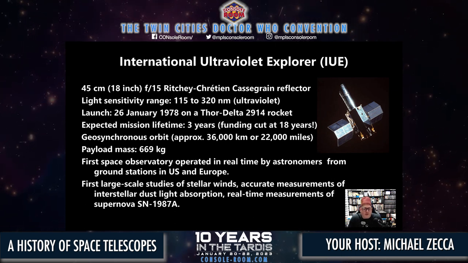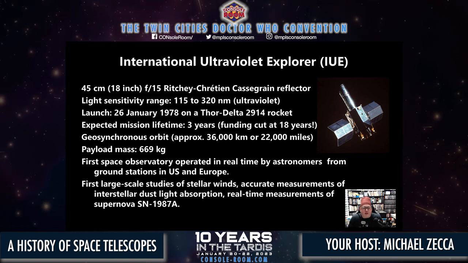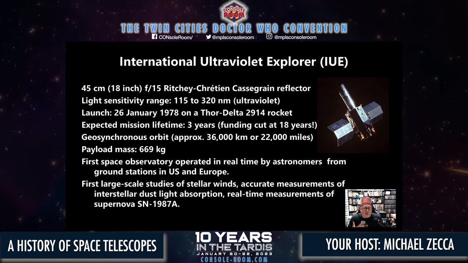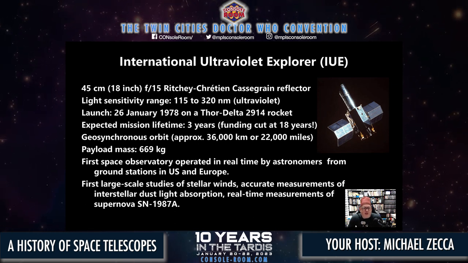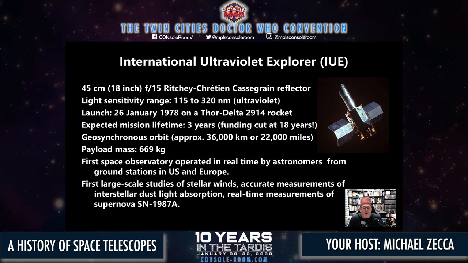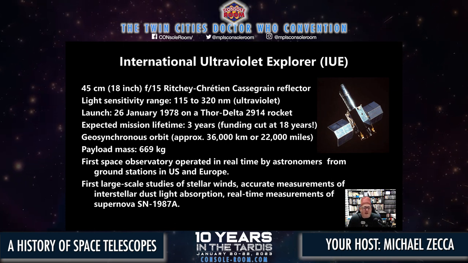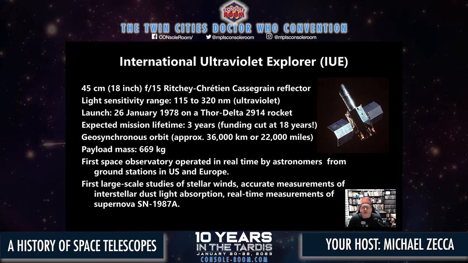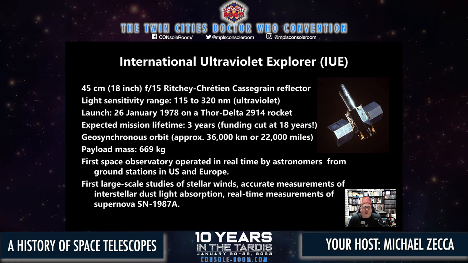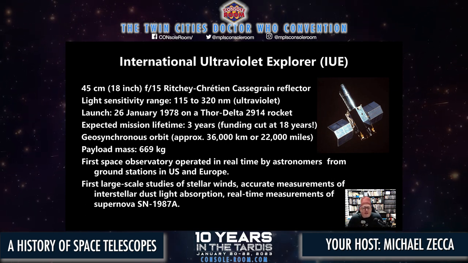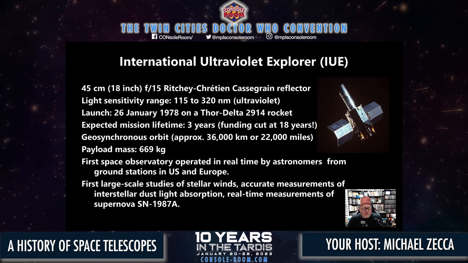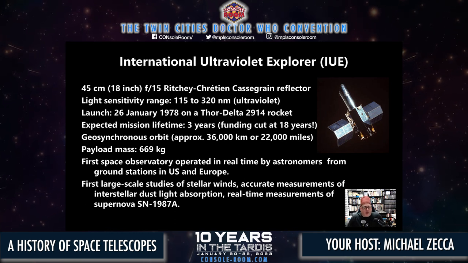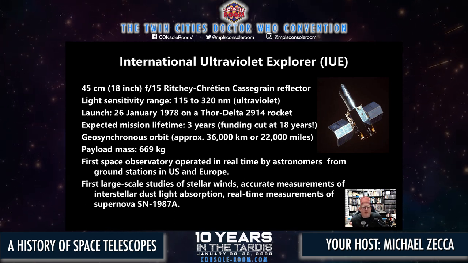But this was the first space observatory really operated in real time by astronomers from ground stations in the U.S. and Europe. And it was actually operated from multiple locations. In the United States, the primary control station for this spacecraft was at the Goddard Space Flight Center in Washington, D.C. But by the time I was at the University of Colorado, we had a secondary station there at the university because so many astronomers at that university and in the Western United States were using this spacecraft that it just made sense to have another control station there so people wouldn't have to fly to D.C.